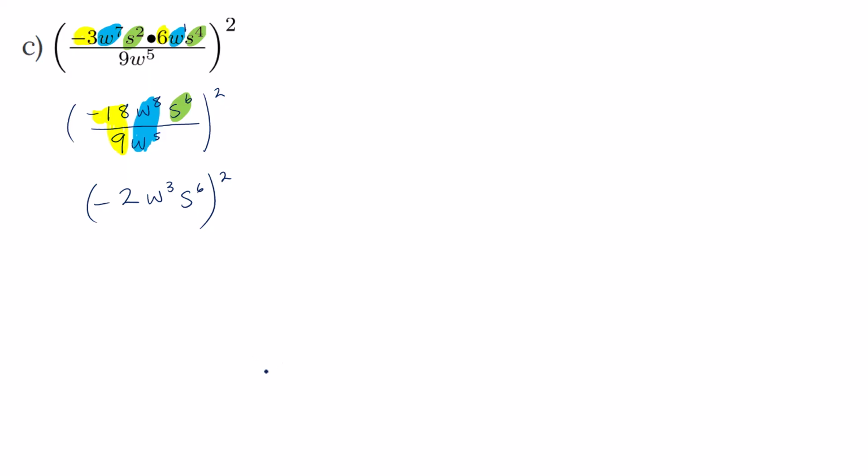So now that everything inside the bracket is fully simplified, let's go ahead and apply this exponent of 2. Negative 2 to the 2, w^3 to the power of 2, and s to the power of 6 to the power of 2. So 4, 3 times 2 is 6, and 6 times 2 is 12.